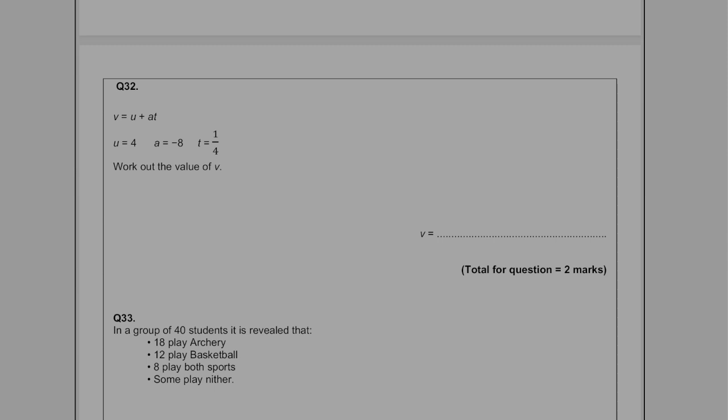Right, question 32. V is equal to u plus at. U is equal to 4, a is equal to minus 8, and t is equal to a quarter. Work out the value of v. So v is going to be equal to 4 plus minus 8 times 1/4. So that's going to be equal to 4, and then 8 times 1/4 would be 2. So minus 2, so v would be equal to 2.